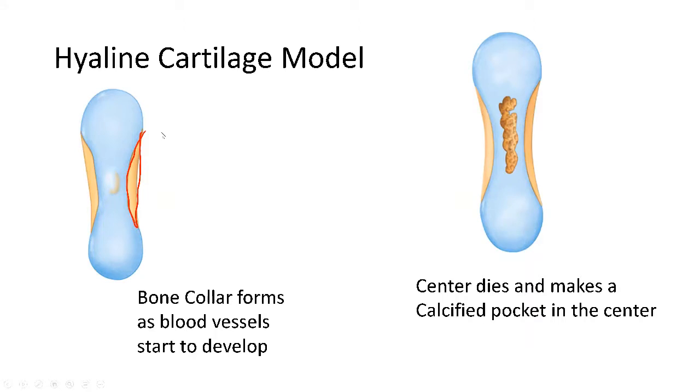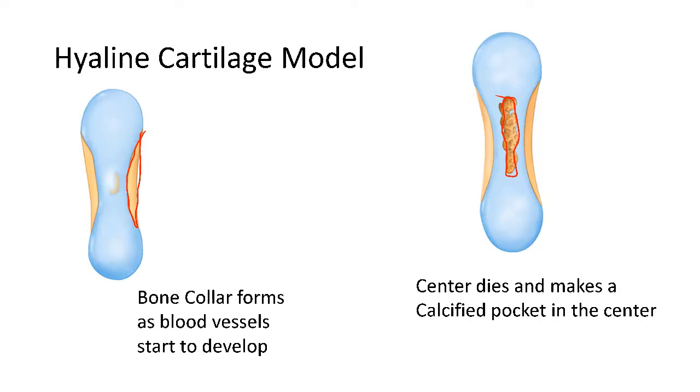But as the cartilage thickens, the center part dies. And that is what we call normal cell death or programmed cell death. Some books may refer to that as apoptosis. And the key here is we get this cavity in the center, which I've just highlighted in red. And that cavity in the center is very important because it becomes the medullary or marrow cavity in the diaphysis.